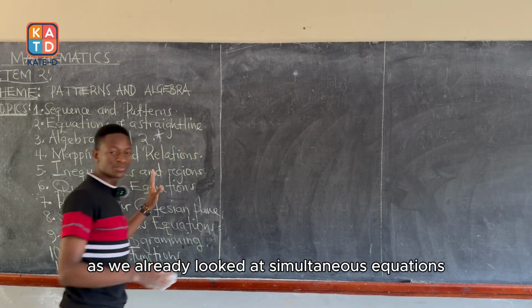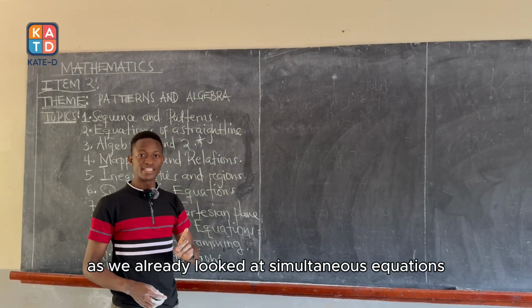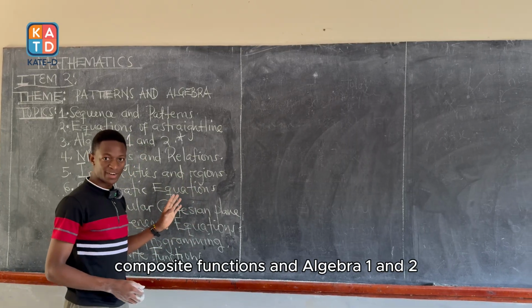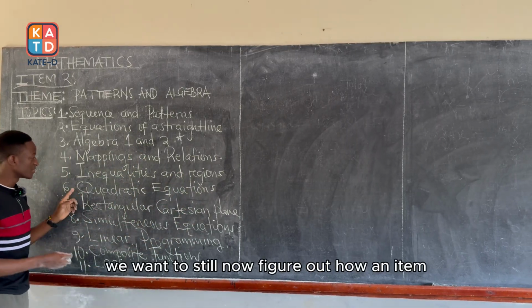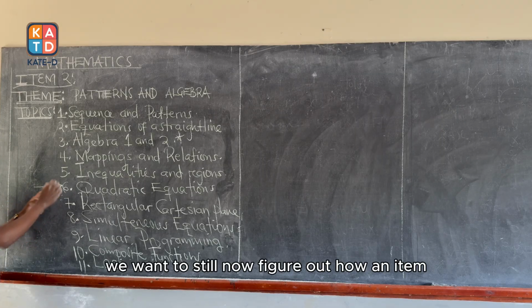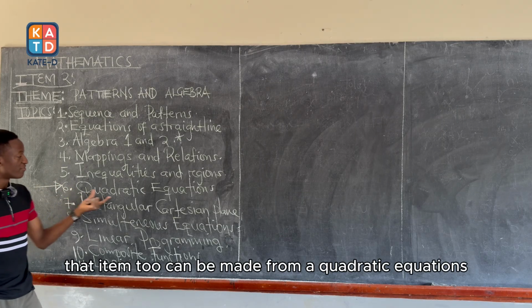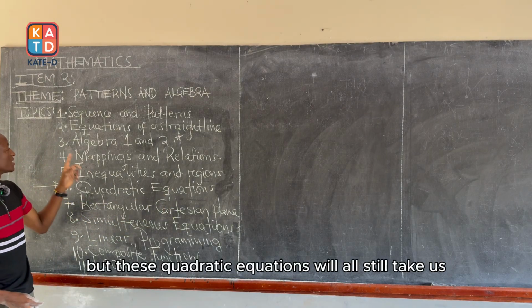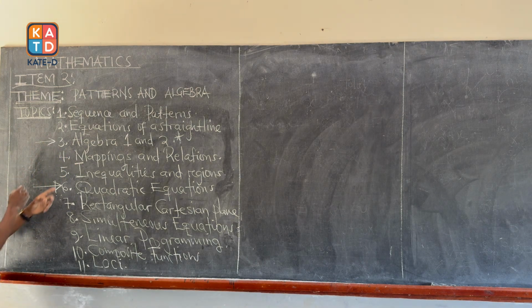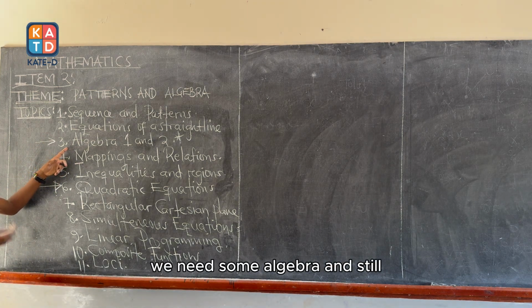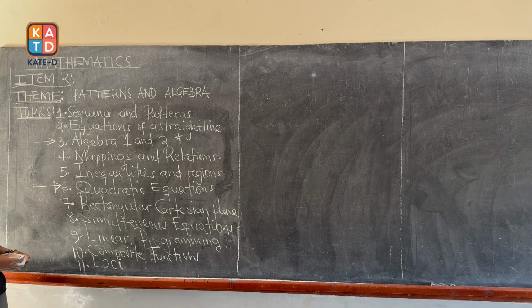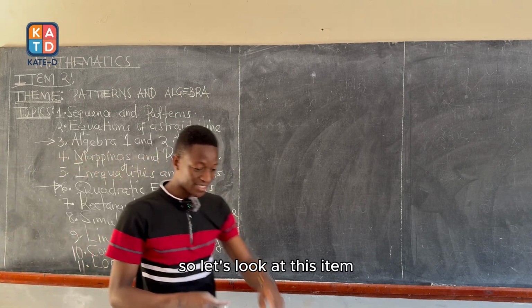And this time round, as we already looked at simultaneous equations, composite functions, and algebra 1 and 2, we want to figure out how item 2 can be made from quadratic equations. But these quadratic equations will still take us to algebra 1 and 2, so we need some algebra. And still, we shall need knowledge on how to handle equations. So let's look at this item.